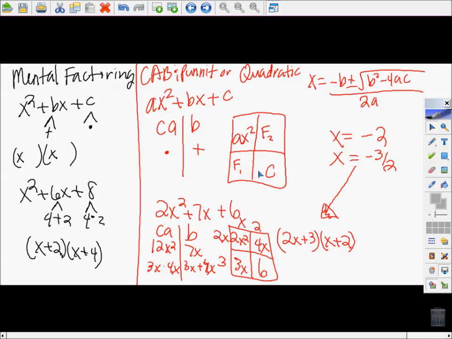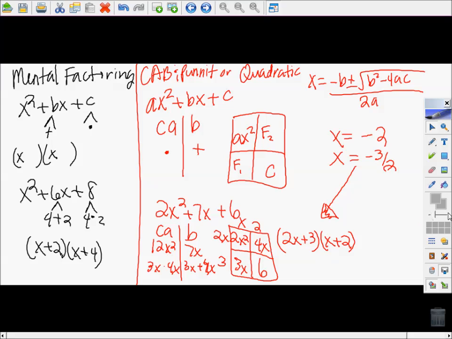For example, if I had 2x squared plus 7x plus 6, the first part of cab is to multiply c times a. c is 6, and a is 2x squared. So 6 times 2x squared gives me 12x squared. We agree, Nikki? Yes. Okay, and my b term is 7x. So what multiplies to give me 12x squared, but adds to give me 7x? 3 and 4. 3x times 4x is 12x squared, and 3x plus 4x is 7x. So those are my factors, my F1 and my F2 that go in my box.